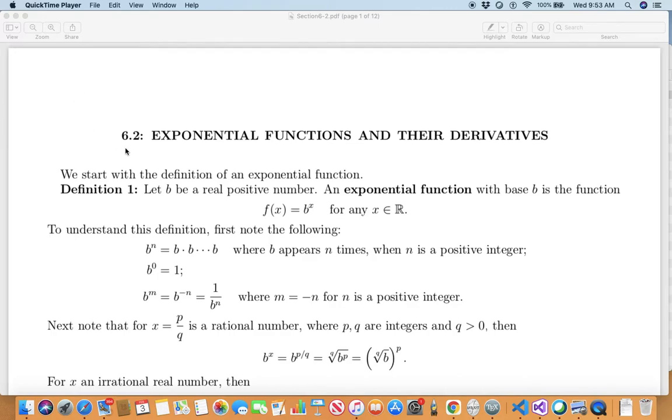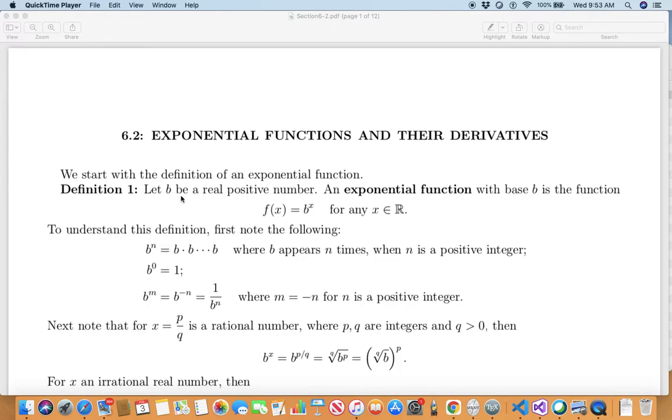Welcome back. Section 6.2: Exponential functions and their derivatives. Let's start with the definition of an exponential function. Let b be a real positive number. Notice we are looking at a real number base, positive. An exponential function with base b is the function f(x) equals b to the power x for any x in the set of real numbers.